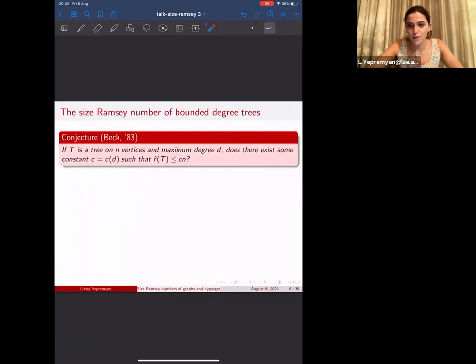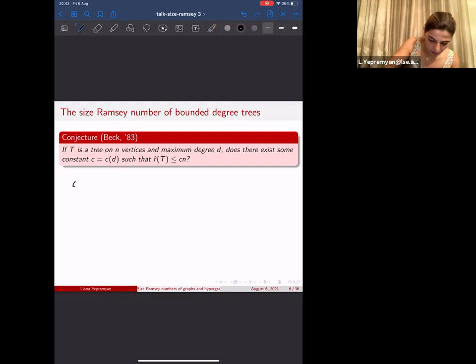What about trees? That seems like the natural next thing one would consider. And indeed, this was a question raised by Beck in '83, who asked, what if you have a tree on n vertices and you know that the maximum degree is d? Is it true that the size Ramsey number of bounded degree trees is also linear? It's quite important here that we request that the tree has bounded degree.